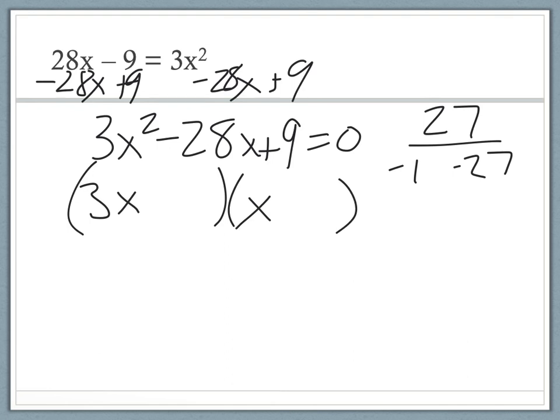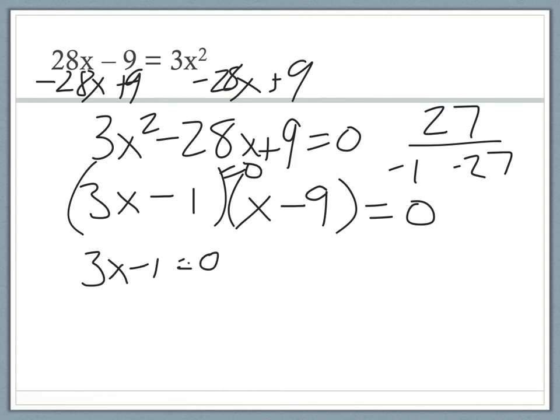So 3 goes into 27 9 times. So negative 9, and then put my minus 1 there. Set this equal to 0. Now remember, since I have those two, now I set both of them equal to 0 and solve for x. So 3x minus 1 equals 0. And then x minus 9 equals 0.